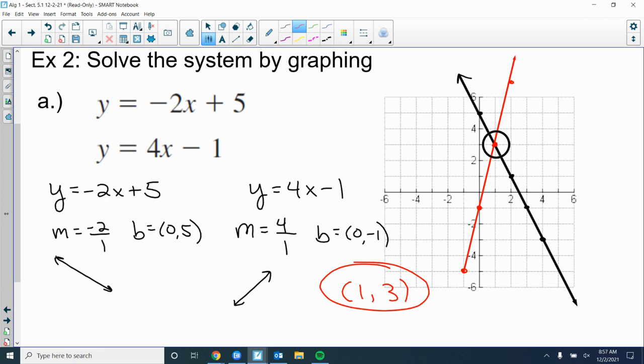Good, excellent. If I plug in x is 1, I better get back an answer of 3. So negative 2 times 1 is negative 2 plus 5 equals 3. That works. Okay, 4 times 1 is 4 minus 1 is 3. That works. So I know that absolutely that is the correct answer. If you make a mistake graphing, you'll get an answer, but it may not be the right answer.